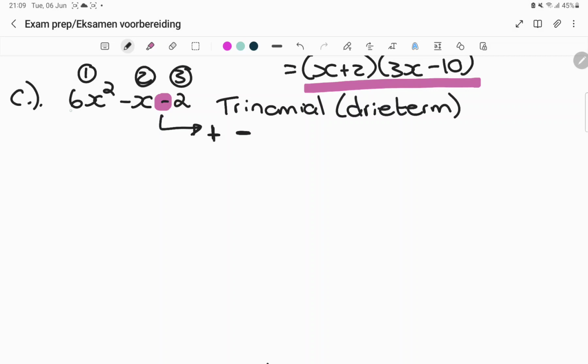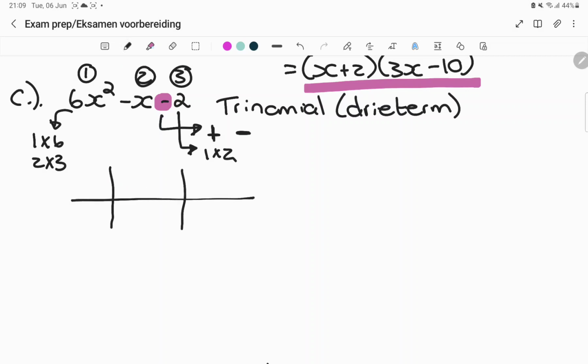Now let's get the factors of 6. So the factors of 6 will be 1 times 6 or 2 times 3. And the factors of 2 will be 1 times 2. So if I draw a quick table for myself using the table method, let's say we are first going to try and use these terms. Okay, I'm going to have 2x and a 3x. I'm going to have a 1 and a 2.